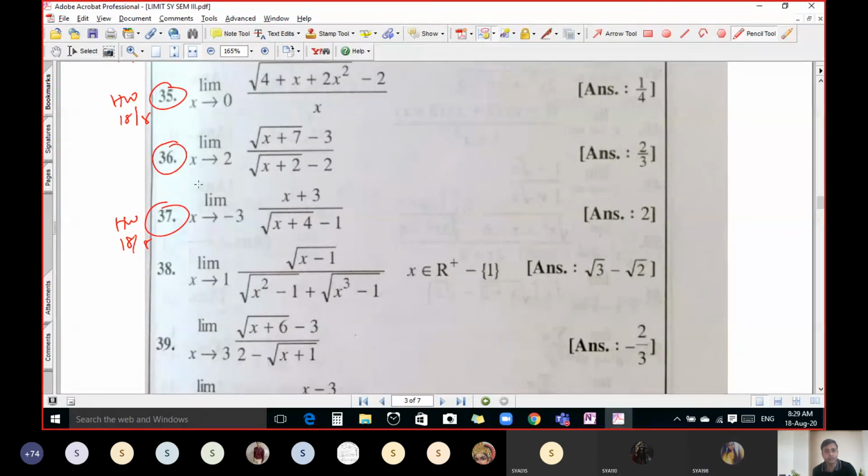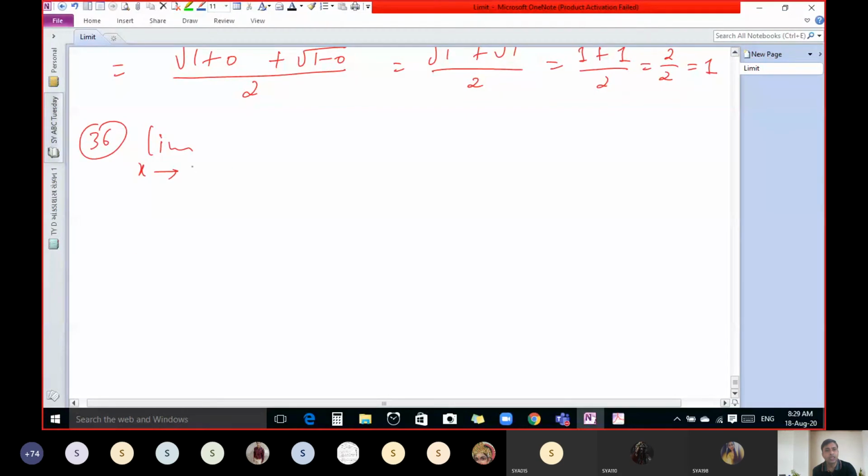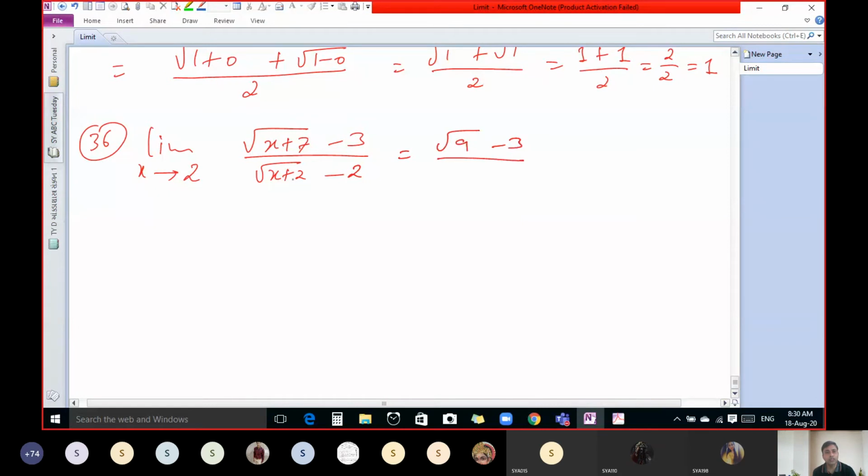Question number 36. Limit x tends to 2 of (root x plus 7 minus 3) upon (root x plus 2 minus 2). This is our question. Now put x equal to 2. So we get 2 plus 7, that means 9. Here 2 plus 2, that means 4. But root 9 is 3, so 3 minus 3. Root 4 is 2, so 2 minus 2. So we get 0 by 0.